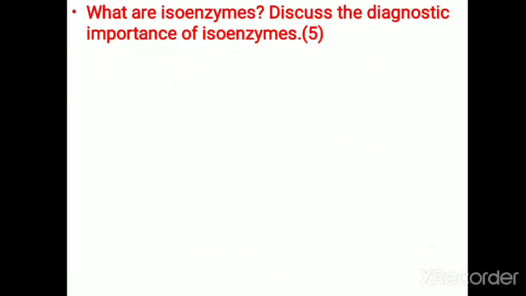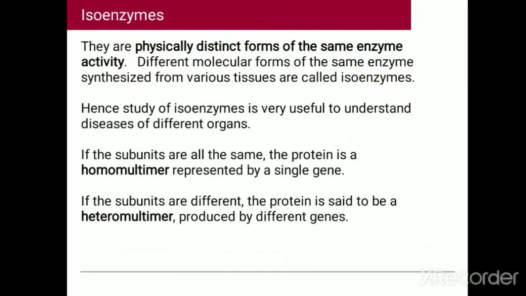And the second question is the isoenzyme. What is isoenzyme? And explain the diagnostic importance of isoenzyme. It's a 5-mark question. So here you should write the definition of isoenzyme. By definition, these are physically distinct forms of the same enzyme molecule. So these are different forms of the same enzyme. They are synthesized from different tissues.